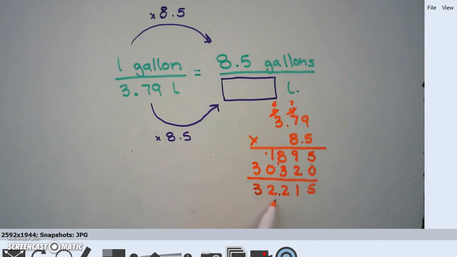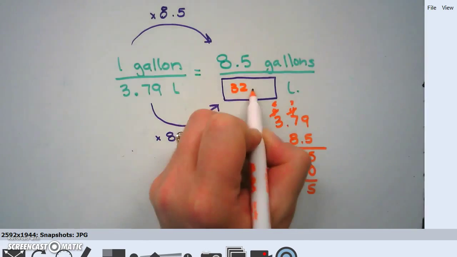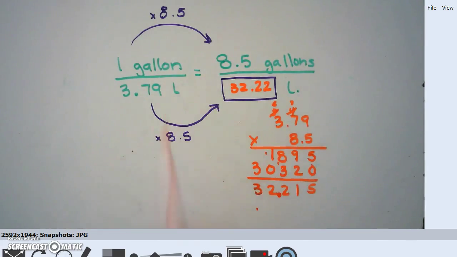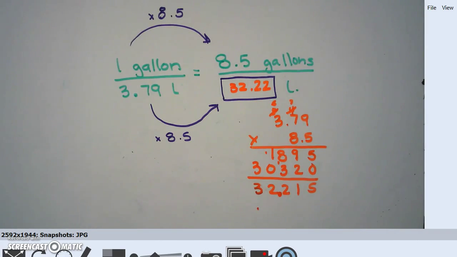But when you multiply these two together, you will get 32 and 215 thousandths. I believe the problem asked you to round it to the nearest hundredth. So that would be 32.22 liters. And there, that ratio shows that 8.5 gallons is equal to 32.22 liters.